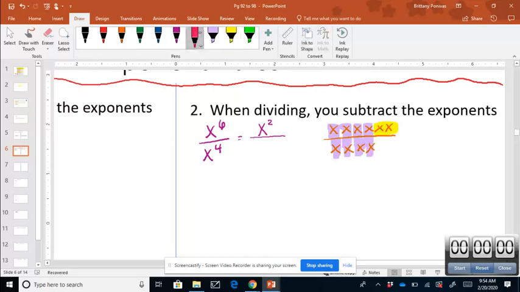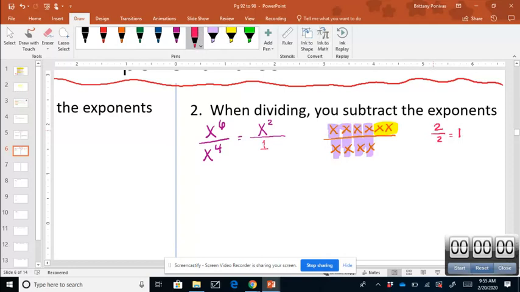Like if you had 2 divided by 2, what's your answer? 1. So when you have an x on the top that cancels with an x on the bottom, they really cancel to be 1. So there's a secret denominator here of 1. We just don't put it.